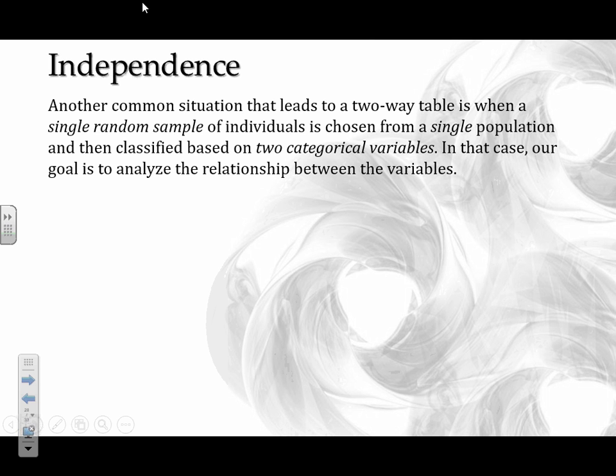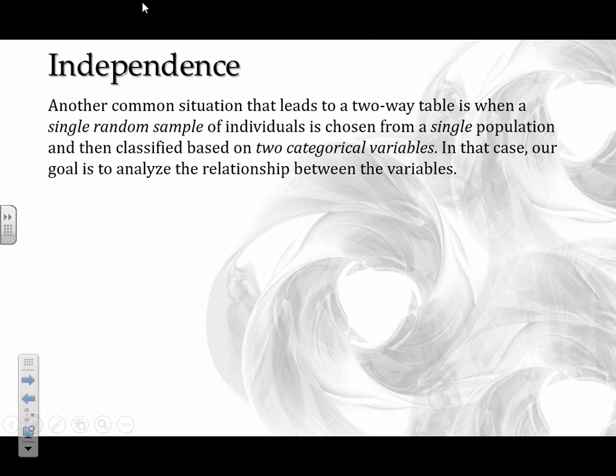So another common situation that leads us to a two-way table is when we have a single random sample. So we only have one sample of individuals. We choose them from one single population of interest. And then we classify them based on two different categorical variables. So it's one overall sample from a single population, but we're measuring two different variables on that one sample.